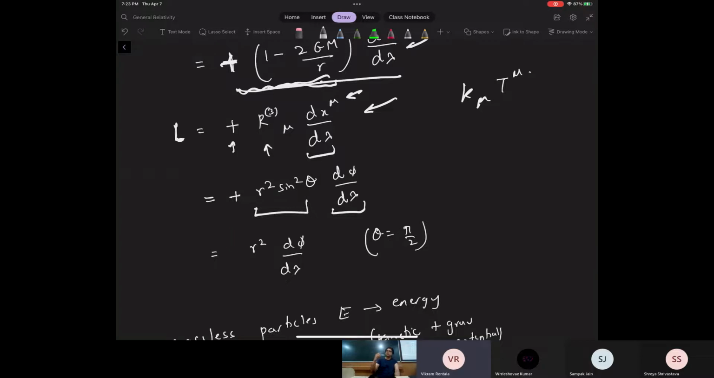But since we're working in the plane, where θ is π/2, sin²θ is 1, and we just get L is r² dφ/dλ.